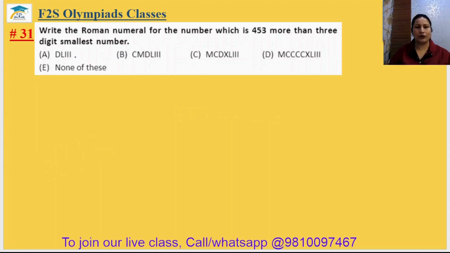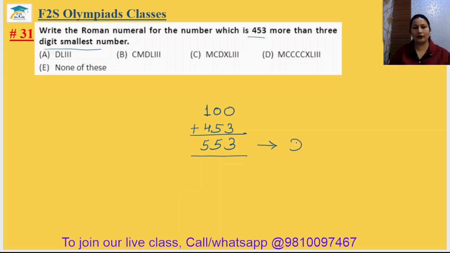Question number 31. Write the Roman numeral for the number which is 453 more than the three-digit smallest number. What is the three-digit smallest number? That is your 100. You have to make 453 more than this. It means there should be addition. That is your 553. And how can we write 553? So 500 should be D, 50 should be L and 3 should be III. So DLIII, option A. 31st answer is option A.